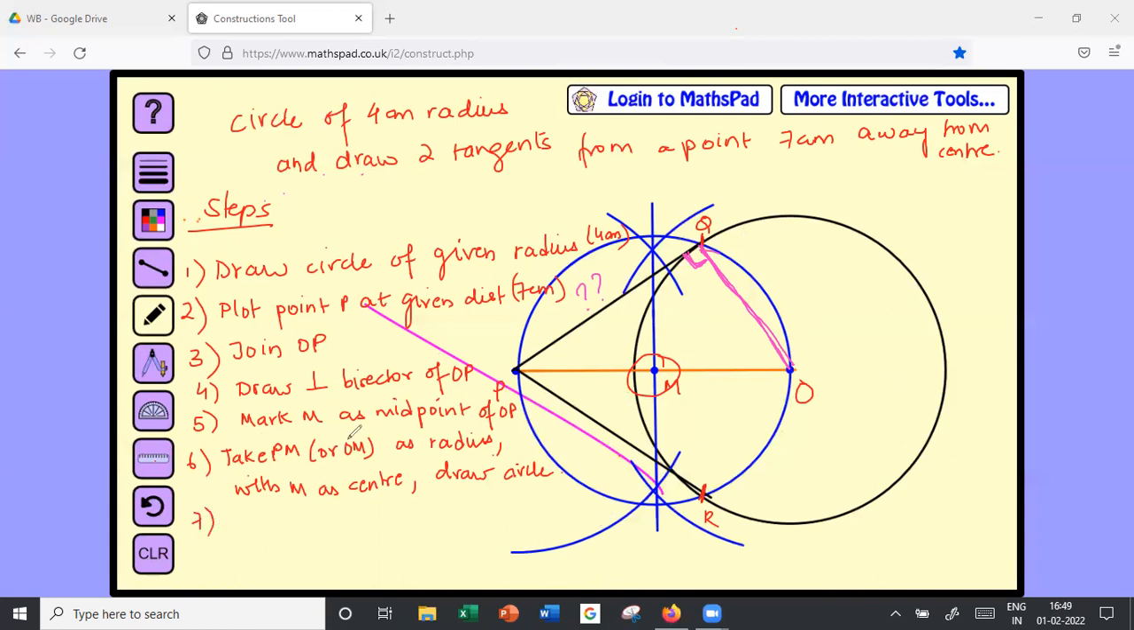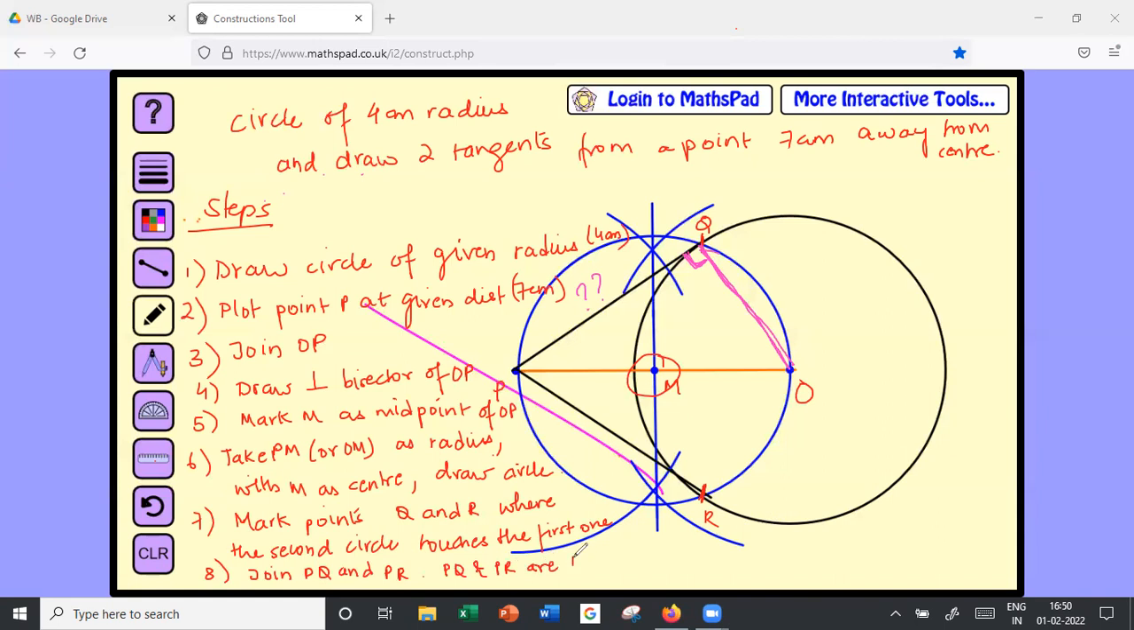Okay. So once you've drawn the circle, mark points Q and R where the second circle touches the first one. And last would be join PQ and PR. PQ and PR are the required tangents.